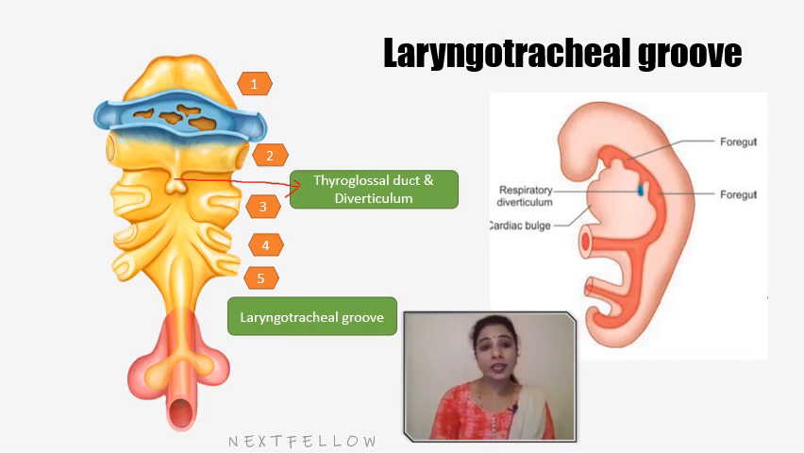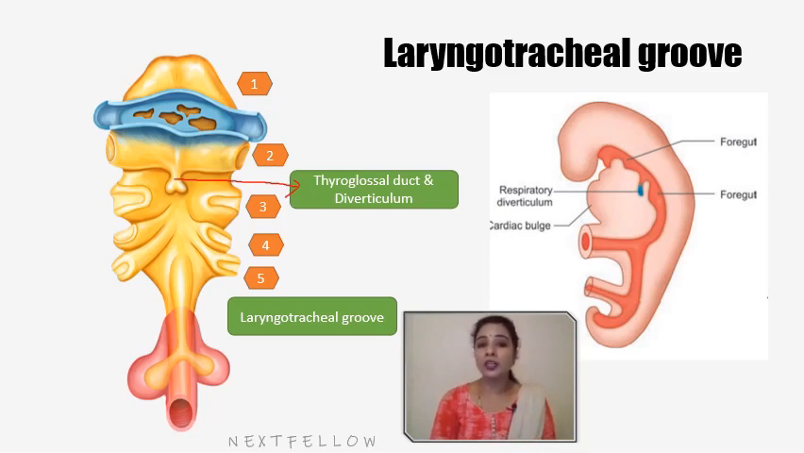Therefore, the lining epithelium of the larynx, trachea, bronchi and lungs is derived from the endoderm, because it is from the gut tube. Pharynx and larynx are all from the gut tube. That is the reason the whole respiratory tract, the larynx, trachea, bronchi and also the lungs, are all derived from the endoderm. The cartilages, muscles and the connective tissue components of the respiratory system develop from splanchnic mesoderm surrounding the foregut.